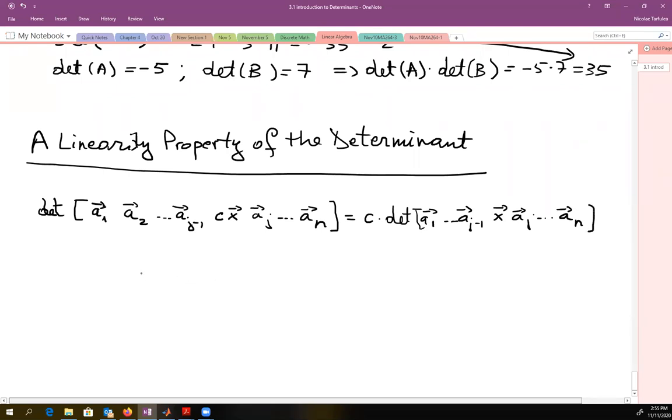We already talked about this. I think it was property c when we talked about properties of determinants. It was for rows, but it's true for columns as well. Whatever is true for rows is true for columns, and vice versa, in general, because the determinant of a matrix A equals the determinant of the transpose of A, in general.